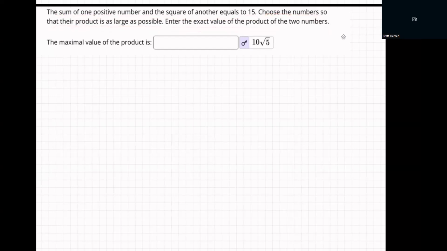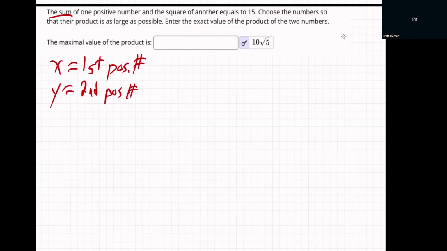Interesting. Okay. So the sum, the adding up, so I'm going to let x be the first positive number, and I'll let y be the second positive number, right? We're talking about two positive numbers. And then it says, so we have two equations. It says the sum, so that means the adding up of one positive number and the square of the other, so x plus y squared equals 15.